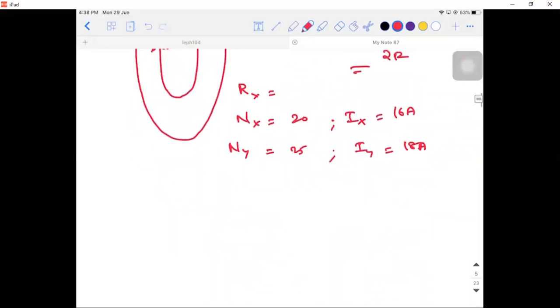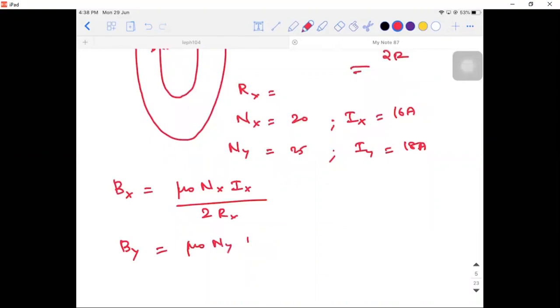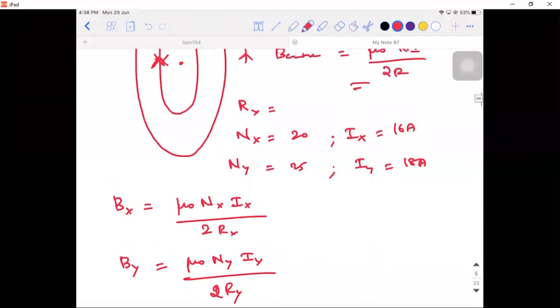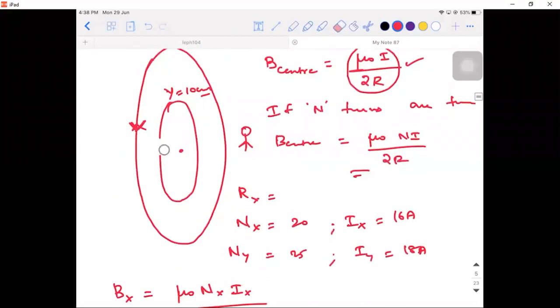What is going to be the magnetic field produced due to X? It is going to be mu naught into number of turns in X into Ix divided by 2 into Rx. Can you write it like this? So magnetic field due to Y will be mu naught into Ny into Iy divided by 2 into Ry. Can you write it like this? Now, there is a person who's standing here and he's facing the west.